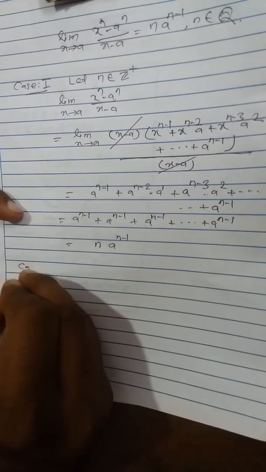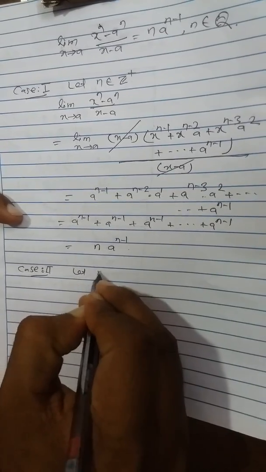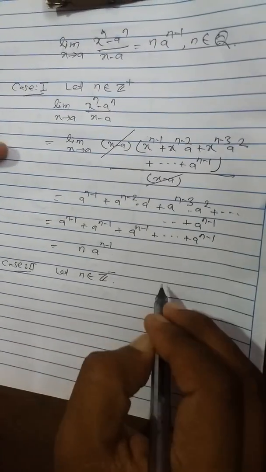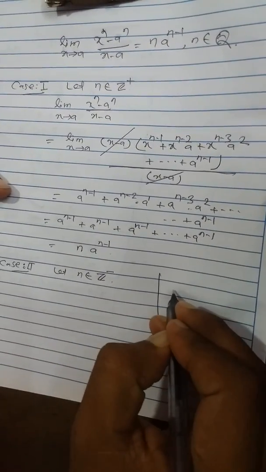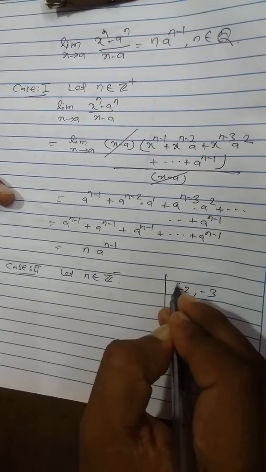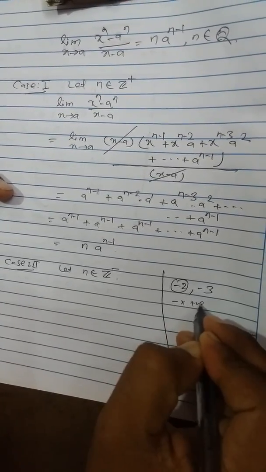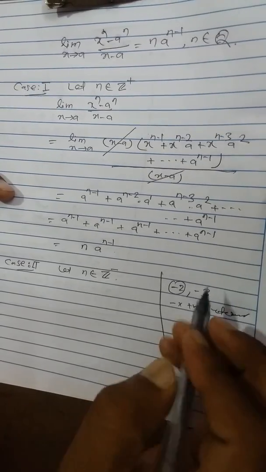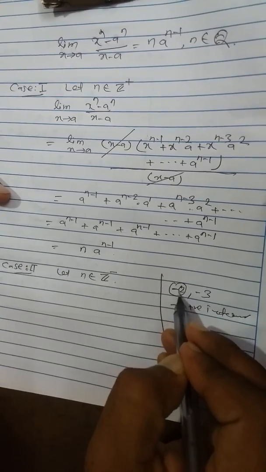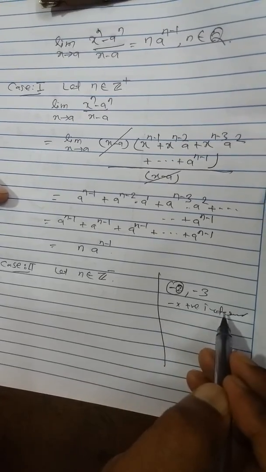Move to the second case. Let us suppose n is a negative integer. Now let us consider some negative integers. For example, minus 2 is a negative integer, minus 3 is a negative integer. Can you say that a negative integer can be written as minus multiplied by a positive integer? Of course you can, because minus 2 can be written as minus, keeping minus outside, and then 2 is the positive integer. So every negative integer can be written as minus multiplied by a positive integer.